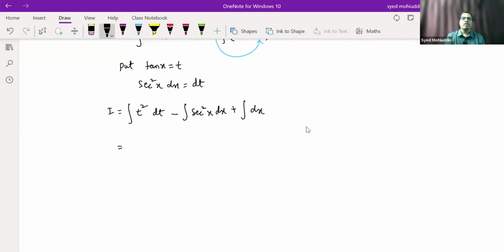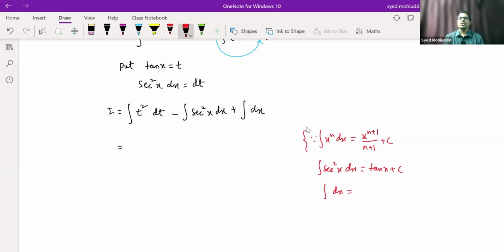We know the integral of power of t square, because we know that integral of x power of n into dx is what? X power of n plus 1 by n plus 1 plus the constant of integration c. And we also know that secant square of x into dx, we know the formula as tan of x plus c. And we know the integral of dx to be just x. So let us try: that's t power of 2 plus 1 divided by 2 plus 1 minus secant square integration is nothing but tan x, plus integration of dx will be x plus the constant of integration c.